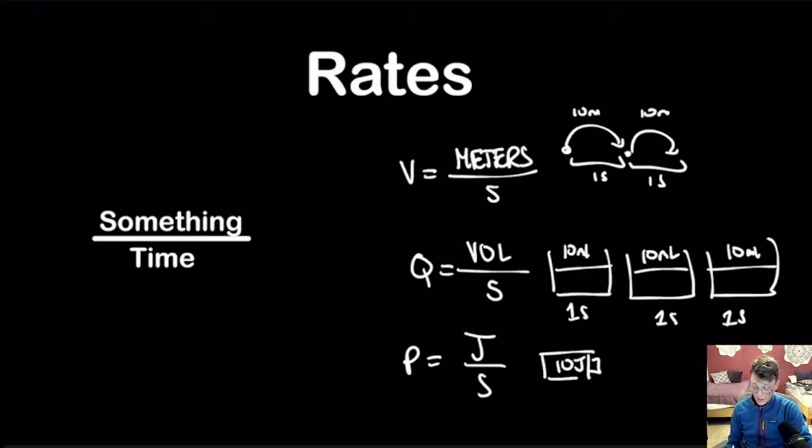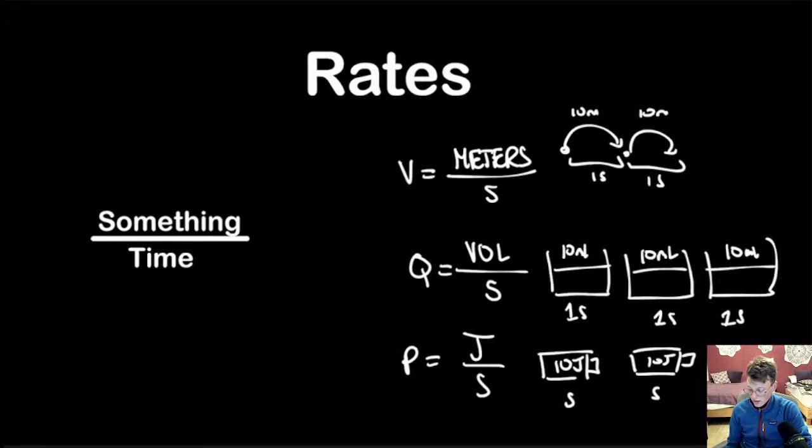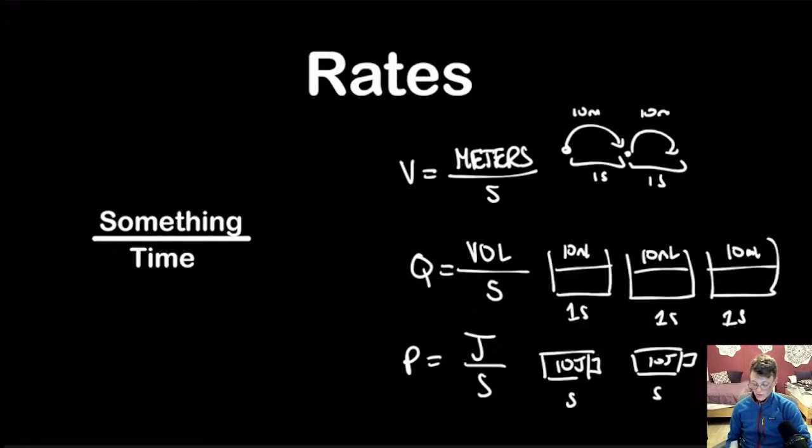So this battery would produce 10 joules after 1 second. And if we waited another second, we would see that we got another 10 joules. And if we waited another second, we would again get another 10 joules.